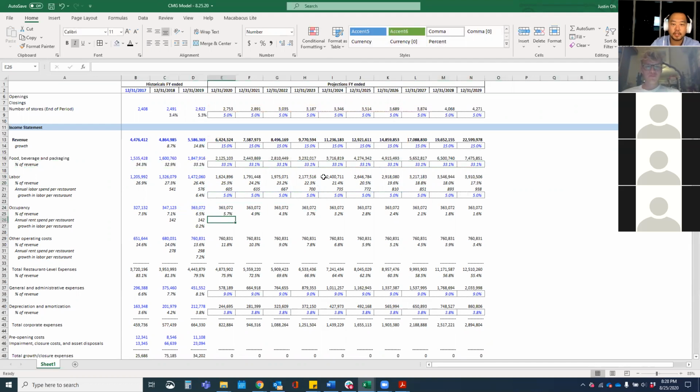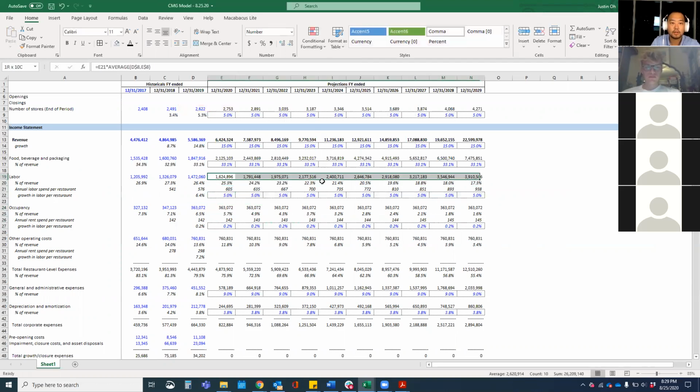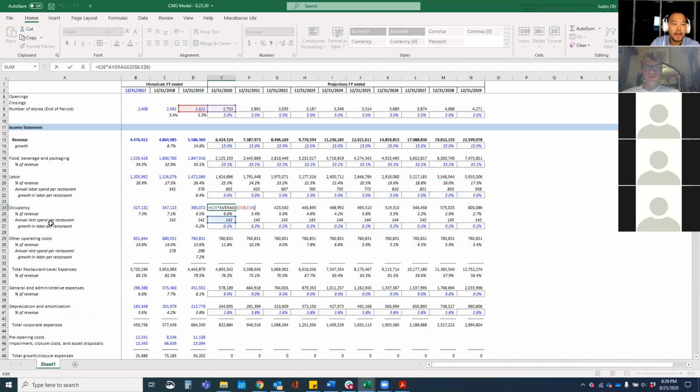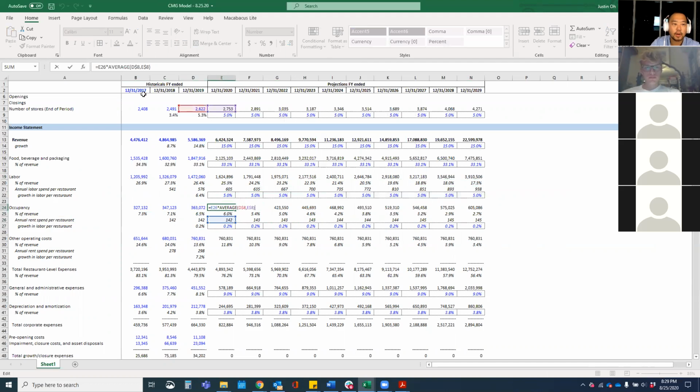So let me just finish this out if you guys have a few more minutes. We're going to say, how much does rent grow? I mean, not much, right? Because rent usually stays the same or has some nominal escalators. And then what we do is we kind of do the same thing here. And I usually lock these things. So what I'm doing is average rent spend per restaurant times the average number of restaurants.